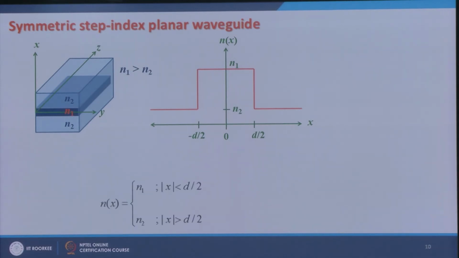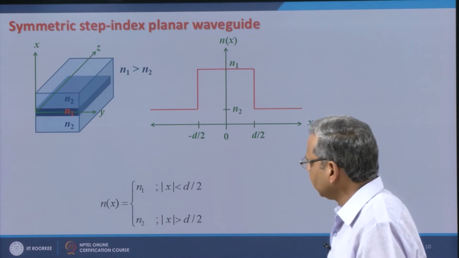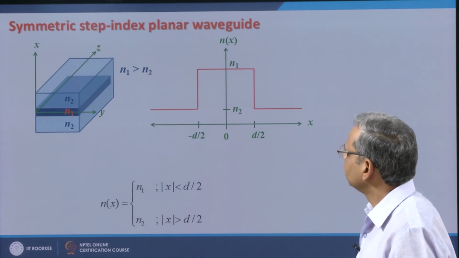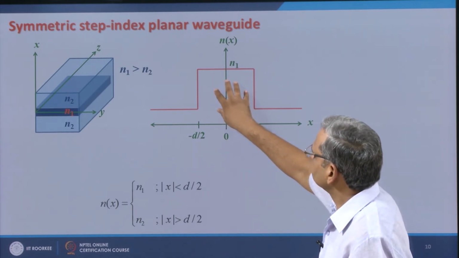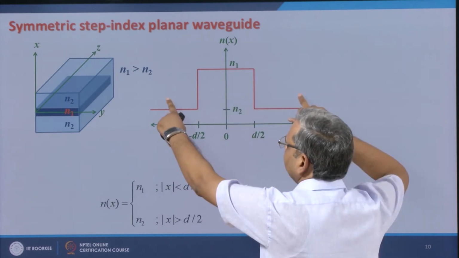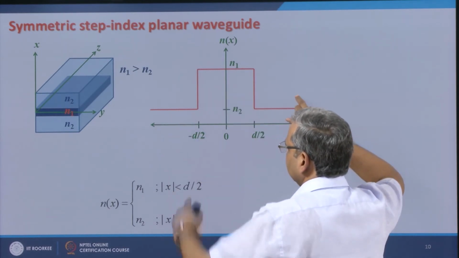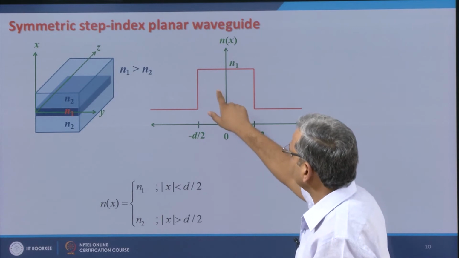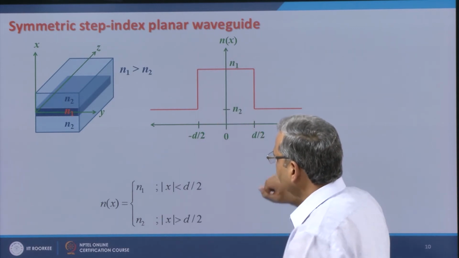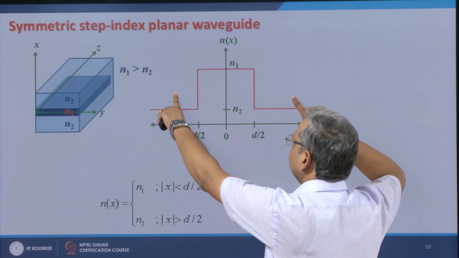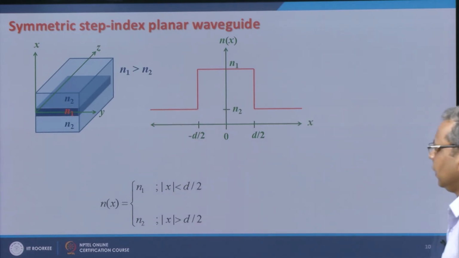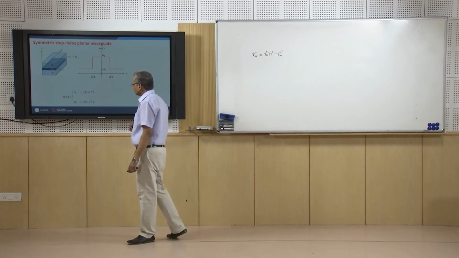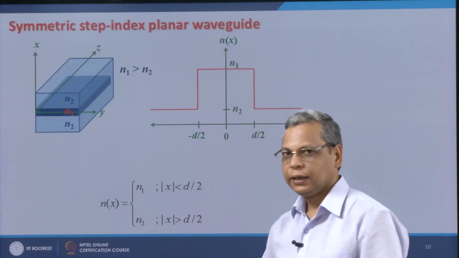I can write down the refractive index variation with respect to x in this fashion. This region is mod x less than d by 2, while these two regions can be represented by mod x greater than d by 2. So in mod x less than d by 2 I have refractive index n1, in mod x greater than d by 2 I have refractive index n2. And now my problem is to find out Ey and the corresponding beta for this given n of x.